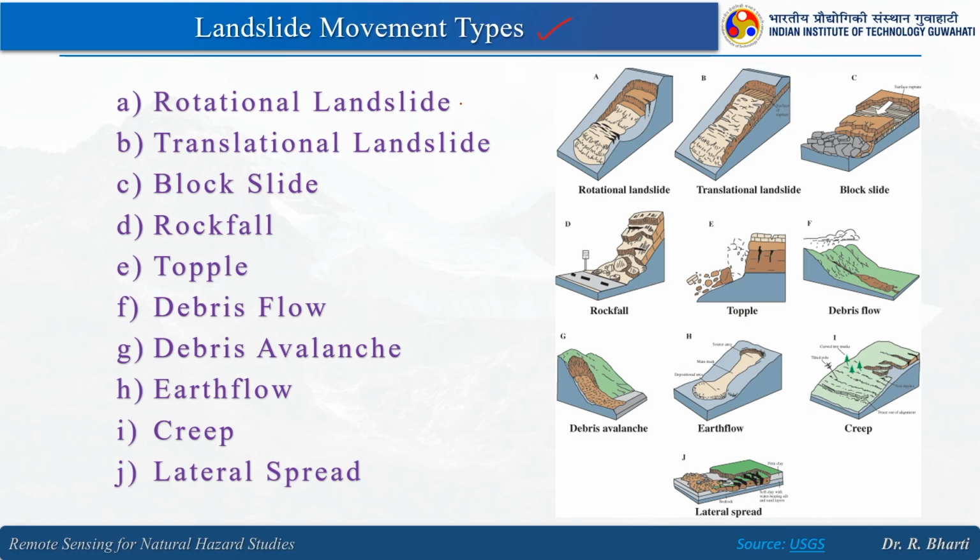Here, the first one is the rotational landslide. You can see this is the rotational landslide. The second one is the translational landslide, which is here. You can compare these two and see how they are different. Then the block slide, where the movement is like this and this block is shifting. Then you have rock fall, where rocks are falling from a slope. Then you have topple. One particular section is simply toppled and you have the fragments here.